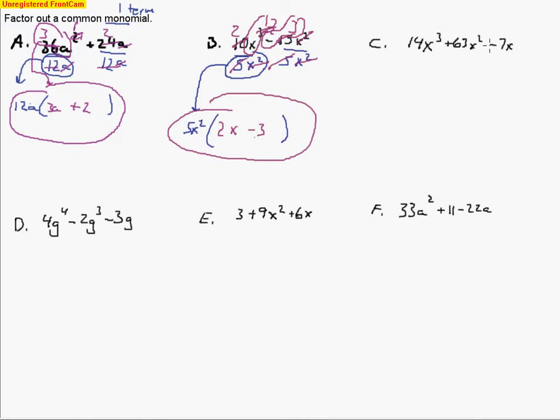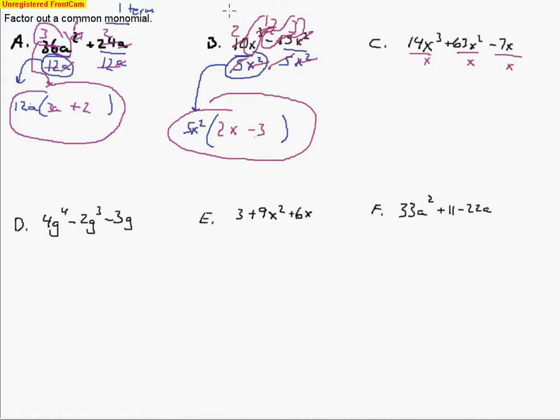Well, we've got another problem here. This one has 3 terms. So you just got to draw 3 sets of parentheses. Looking at the x's first, all we can take out is 1x. Same thing here. They all have to have the same number that you're taking out. So I'm taking out 1x.